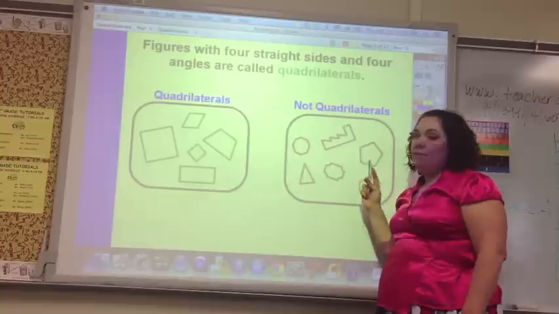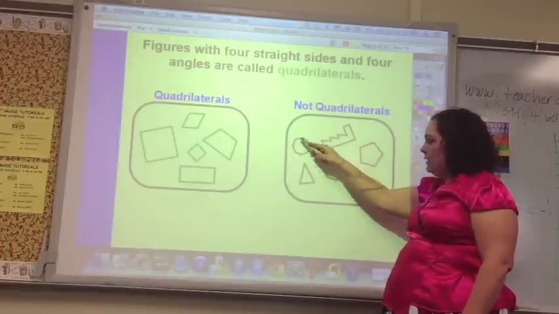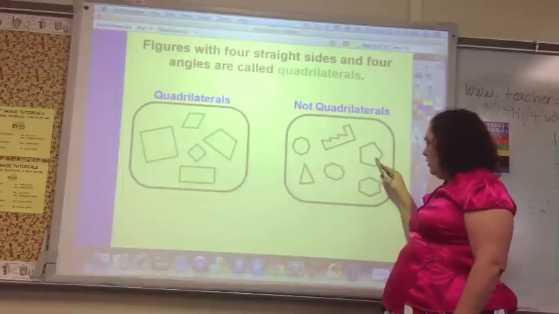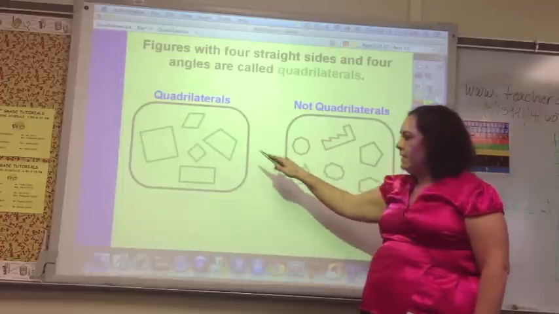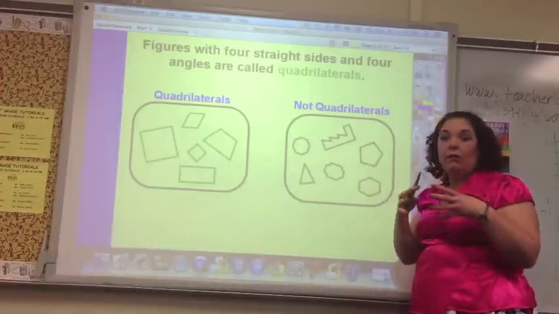These are examples of not quadrilaterals. This has too many sides, not enough sides, curves, too many sides. So it has to be exactly 4 straight sides, no curves. And it has to be enclosed.